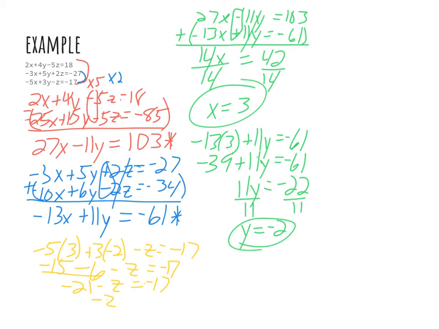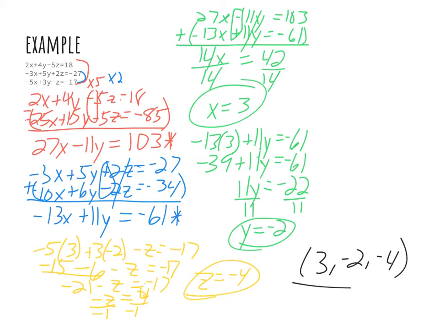Add 21 to both sides, and I get that negative z is equal to 4. Divide both sides by negative 1, and I get that z is negative 4. So then I can write my ordered triple x, y, z: (3, -2, -4).